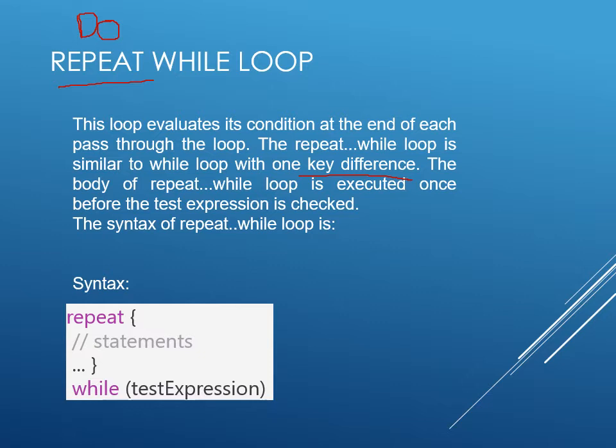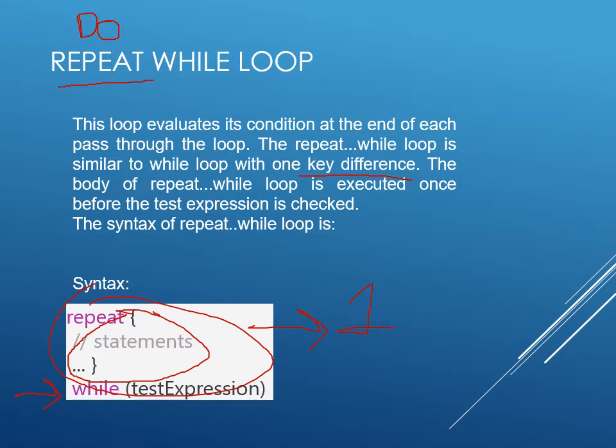So how is this different from the while loop? It will run this statement at least one time. It means whether the condition is true or false, this part of the loop will be executed at least one time. When you run this repeat while loop, it will first print this statement, and after printing this statement it will check the condition. So if the condition is false, it will still print this statement.